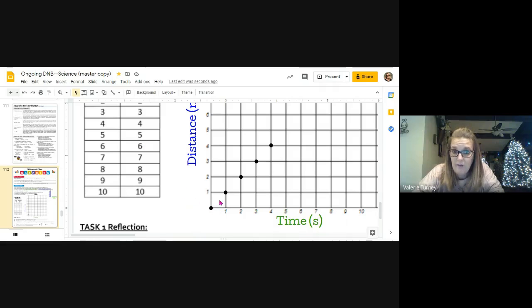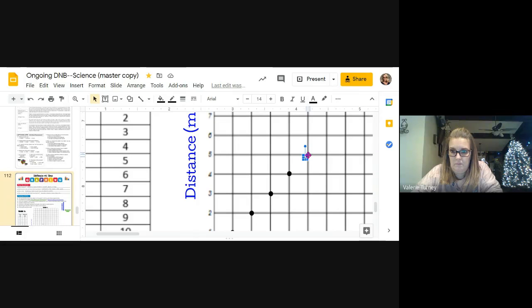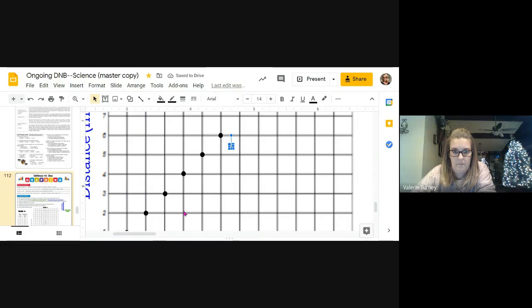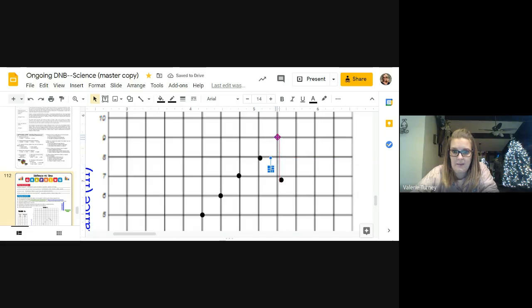So you can see obviously kind of where this is going. It's going straight up right here, kind of in this diagonal line. So we're going to do 5 seconds and 5 meters, 6 seconds and 6 meters, 7 seconds and 7 meters. So that one would go about there. This one would go there because that's 6 seconds and 6 meters. Seven seconds and 7 meters. 8 seconds and 8 meters. 9 seconds and 9 meters, and then last 10 seconds and 10 meters, okay?